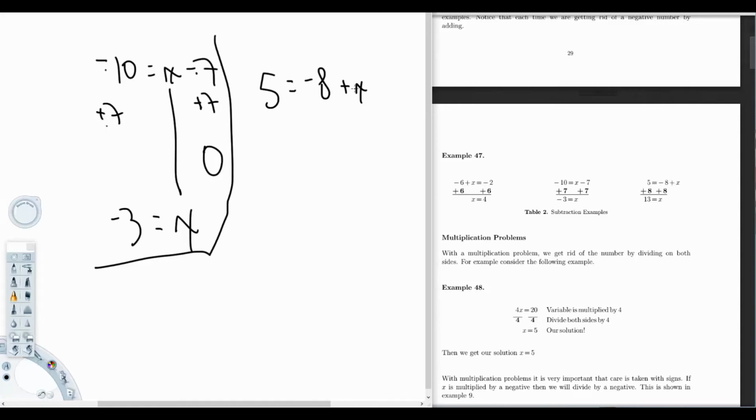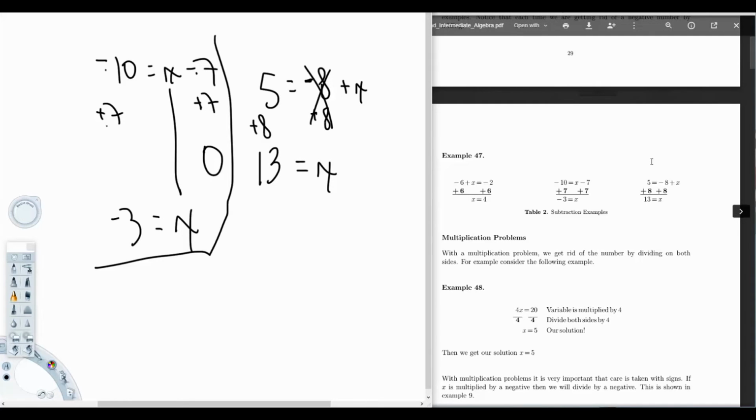So we want to get rid of everything on the side of the x. We got a pesky minus 8 here, so we're going to add 8 to eliminate it, and we're going to add 8 to the left-hand side to make sure everything is peachy. All right, so 13 equals x. And they got the answer.